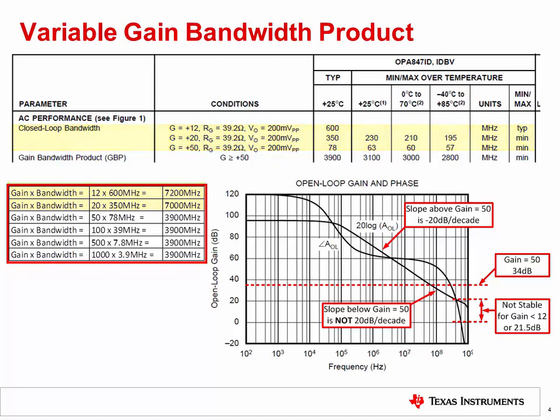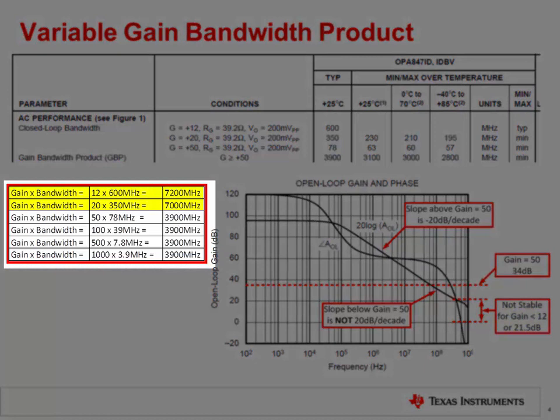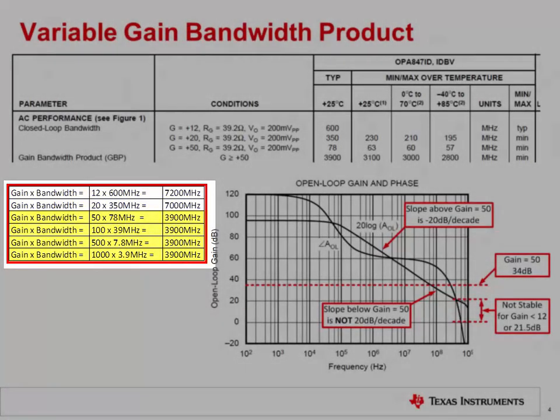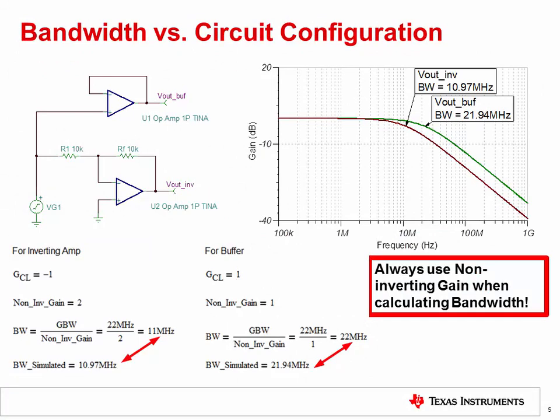Instead, the closed loop bandwidth for particular gains is specified. Also notice that for gains less than 12 volts per volt, the phase margin indicates that the device is not stable. The table illustrates how the product of the gain and bandwidth is not constant for gains less than 50 volts per volt, but is constant for gains of 50 or greater. In Part 2, we calculated closed-loop bandwidth for a non-inverting configuration using the gain bandwidth product. You might be surprised to learn that the bandwidth calculation for the inverting configuration is calculated using the non-inverting gain. Note that the non-inverting gain is typically referred to as noise gain.